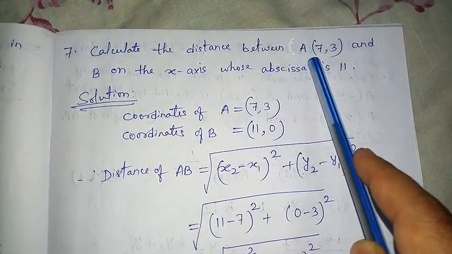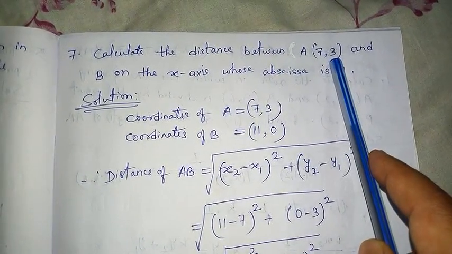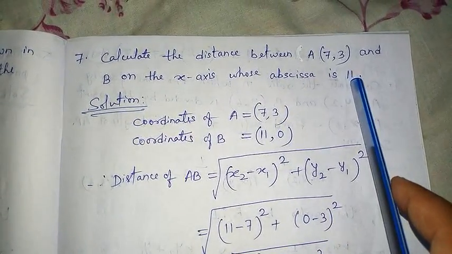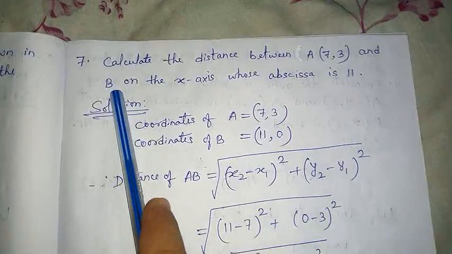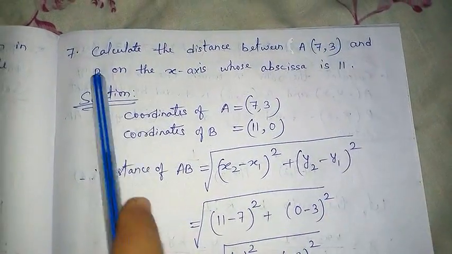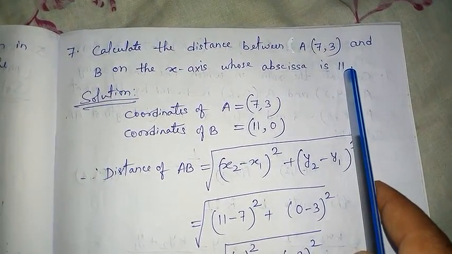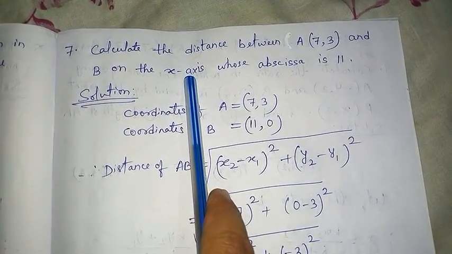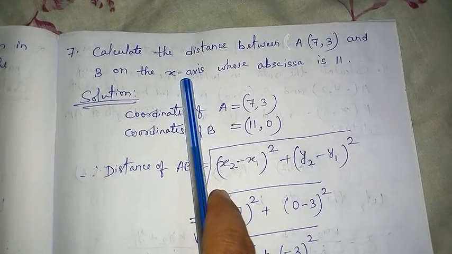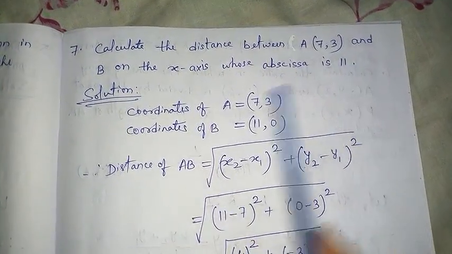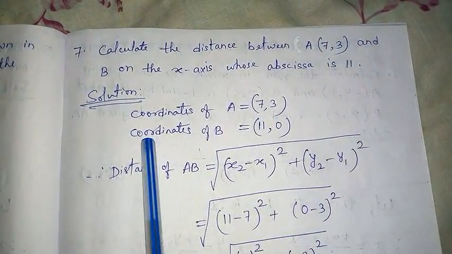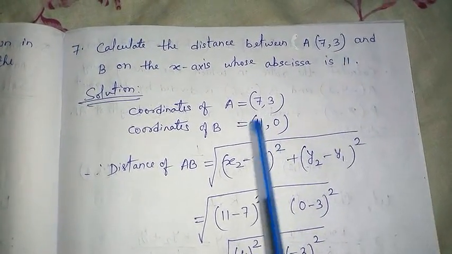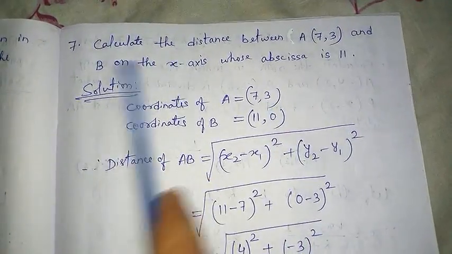Calculate the distance between A 7 comma 3 and B is on the x-axis whose abscissa is 11. Now you have to find the distance between A and B. A coordinates are given, but B coordinates only abscissa is given. Ordinate is not given, means second one is not given, but B is in x-axis. That means when B is in x-axis, the second value is always 0. That means coordinate of A is 7 comma 3, but the coordinate of B will be 11 comma 0. Why? Because abscissa is 11, and 0. Why? Because B is on x-axis.